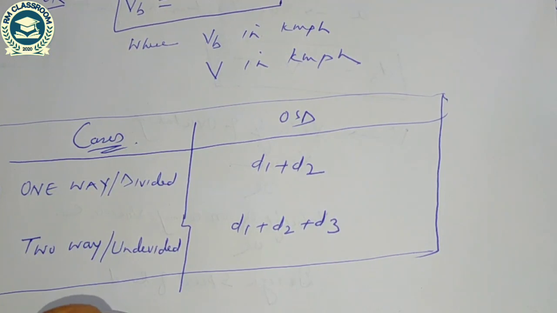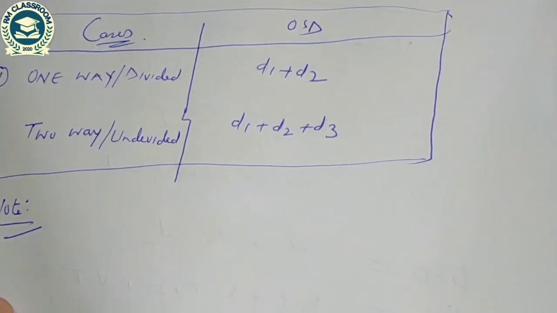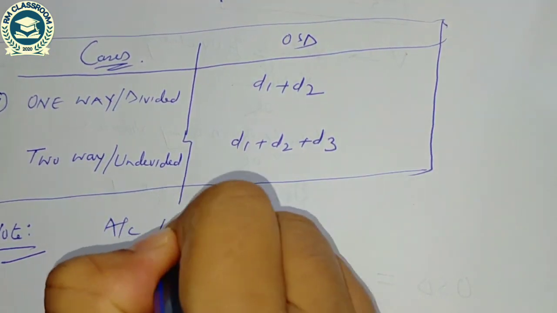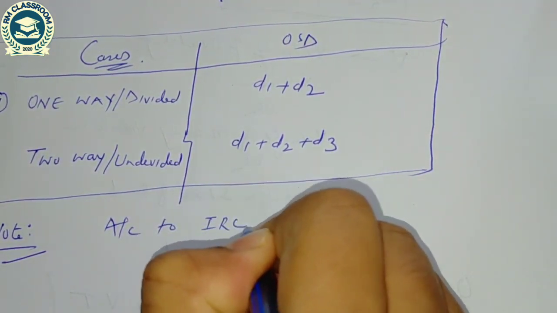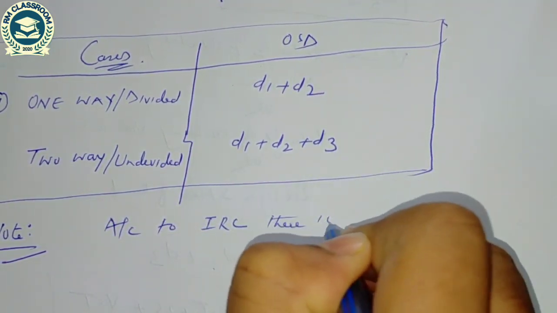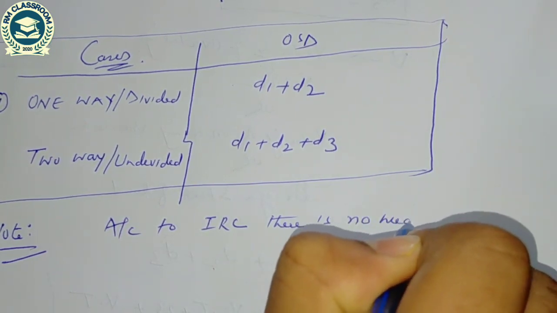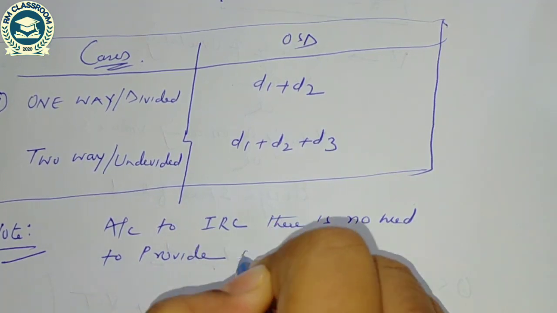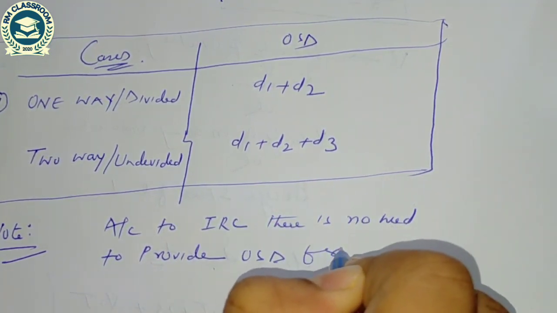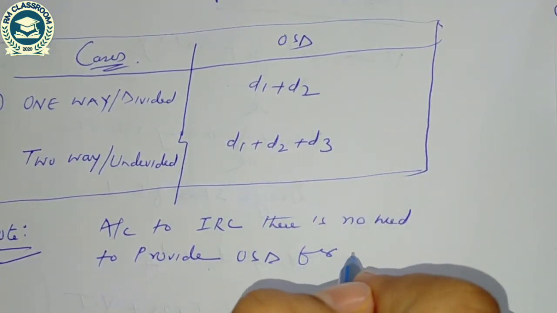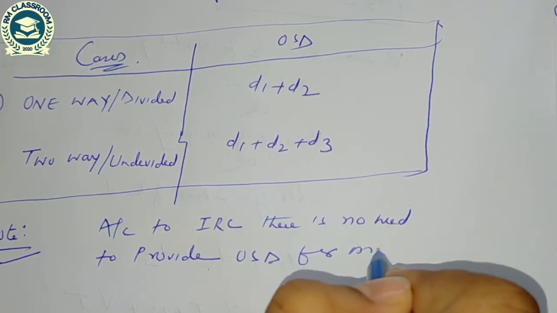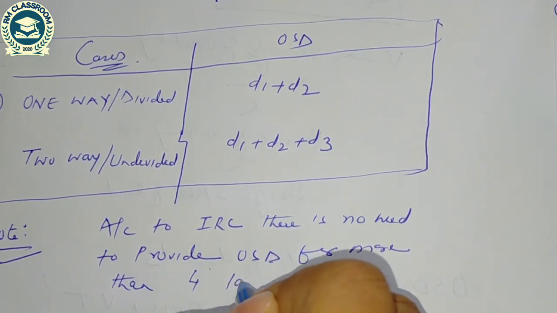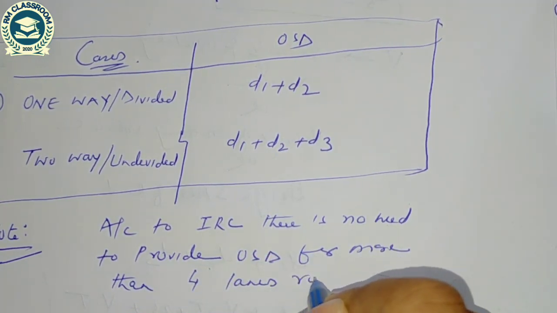Note: according to IRC, there is no need to provide overtaking side distance for more than 4 lanes road.